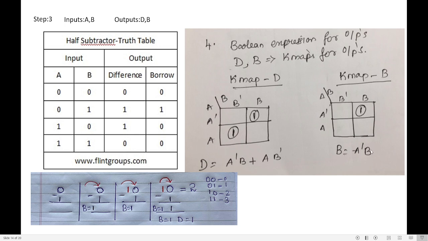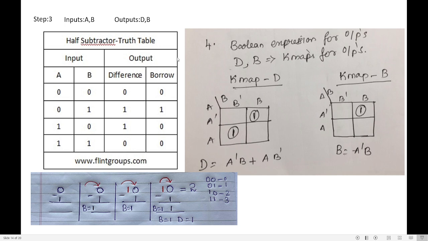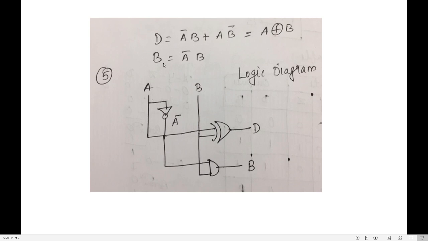Now the last step is to draw the logic diagram. So this is my logic diagram. The equation I got for difference is A bar B plus A B bar, which is nothing but XOR, that is A XOR B. So I take my A, I take my B, use an XOR gate and draw my difference. What is my borrow? A bar B. So I take my A, pass it through a NOT gate so I get A bar, take my A bar and my B, use an AND gate and get my borrow. So this is how we complete the logic diagram.